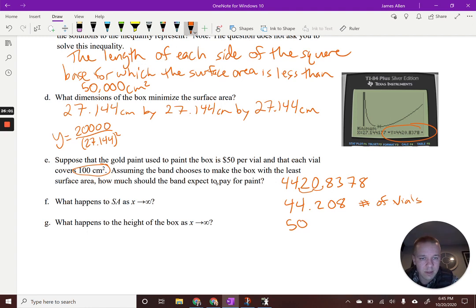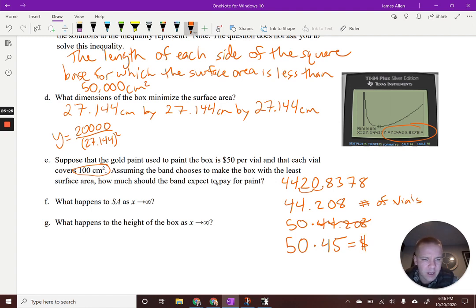And then, well, how much does each one cost? $50. So if I take 50 and multiply it by the 44.208, well, hold up here for a sec. I don't think I can order 44.208 vials, right? So really, I'm going to be doing 50 times 45 vials. We're going to have a little gold paint left over. Maybe we'll touch something up later. Always good to have a little touch-up paint.